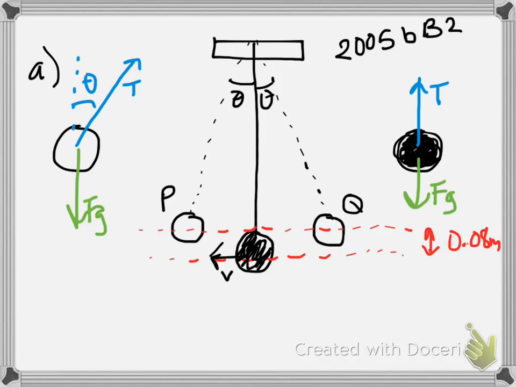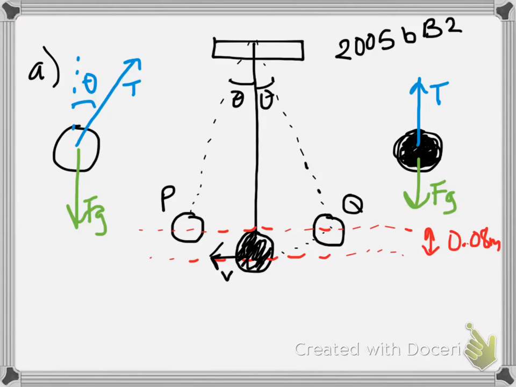And then part B says that we need to calculate the speed when it's at the bottom. So our question should be, where does it get the speed from? Well, it gets the speed from gravity, and we could try to do some kinematics with this, but the thing is that it's going along a curved path, and that would be really hard to do. So we could talk about it in terms of energy.